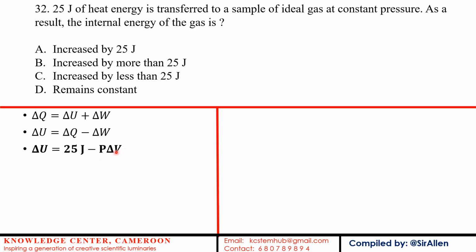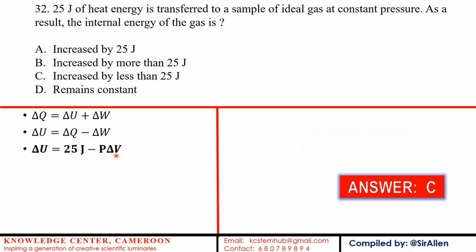If the volume on the other side was rather constant, then the change in internal energy would have just been equal to 25 joules, okay? So you notice that the internal energy would increase by less than 25 joules. The only time it would increase by 25 is if the volume was instead constant, okay? So our answer there is C.